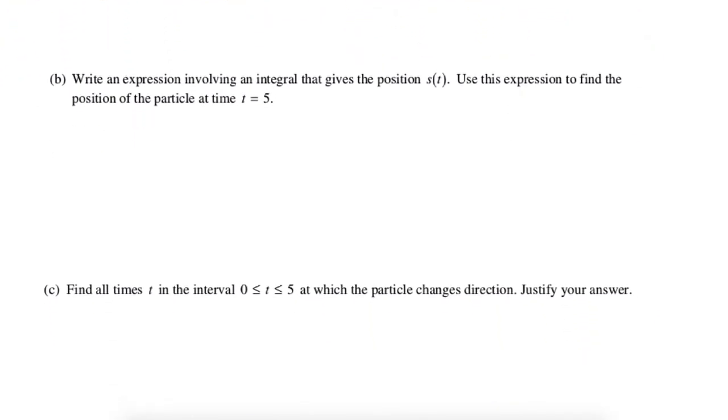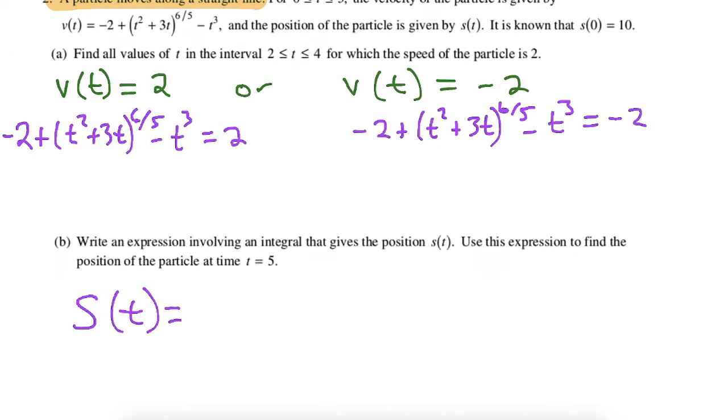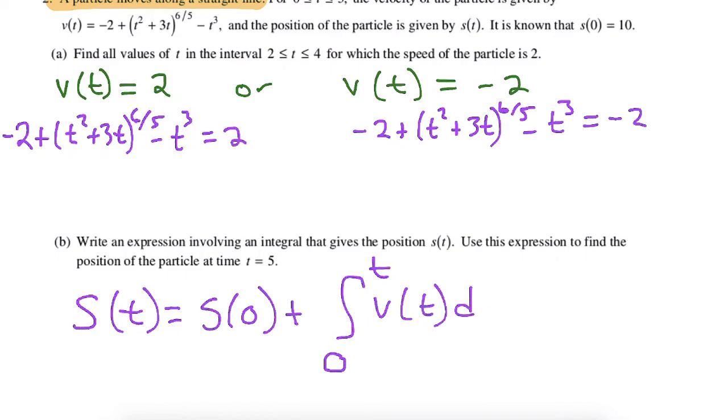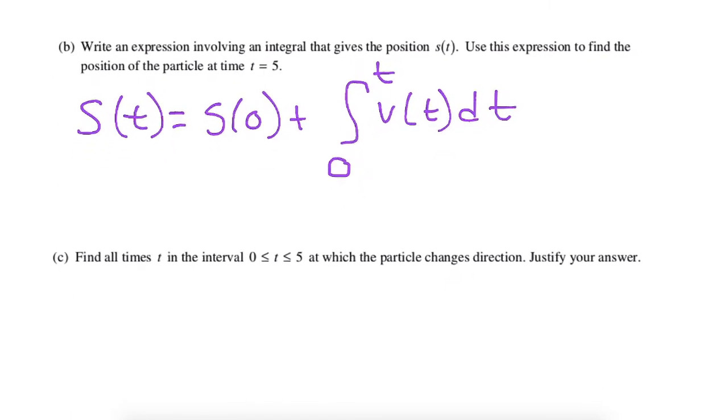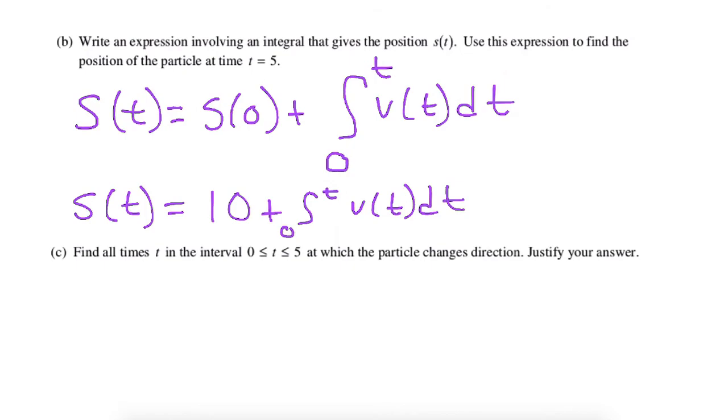Write an integral expression that gives the position of the particle, given the velocity of the particle. So remember, if you're going to find a new position, you're going to take an old position, which they gave you, plus the integral from the old position to the new position of v of t. So the new position is equal to 10 plus the integral from 0 to t of v of t dt, and that would get me a new position.